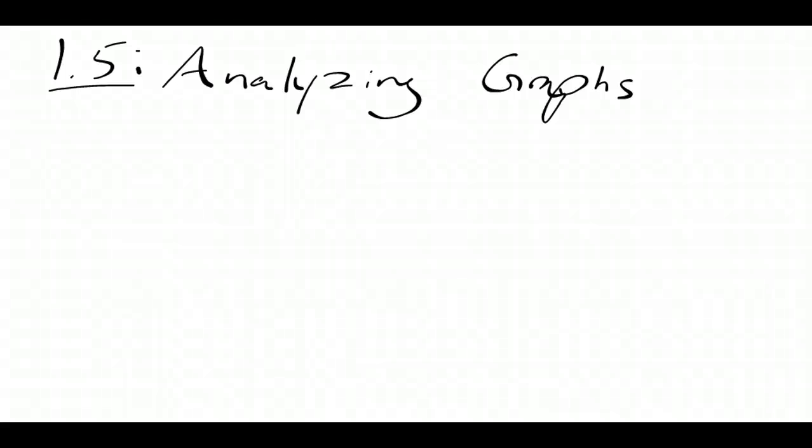Section 1.5 is talking about analyzing graphs. It's just looking at different points of graphs, telling what is happening at that point and what is going on really on your graph. So I'm not going to waste your time telling you really what it is. Just going to go ahead and jump into some random things that you're going to see.